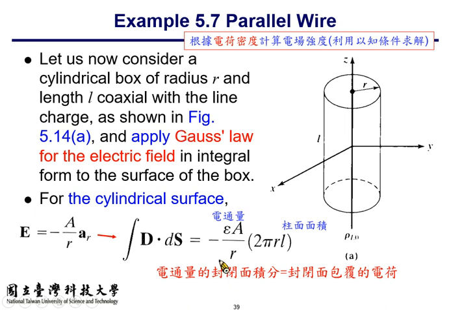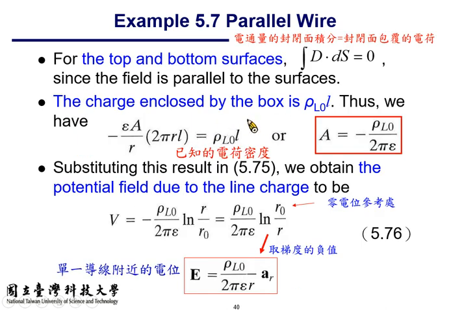All right, so here is the amount of electrical flux density at the cylindrical surface, and this is the cylinder area, and it equals the total charge enclosed by the cylindrical surface. Then we do a little massaging of the equation. We find that the constant A equals minus rho sub L0 divided by 2 pi epsilon. Replacing the A expression in the potential expression, we have this: the voltage potential is rho sub L0 divided by 2 pi epsilon times the natural log of R sub 0 divided by R.